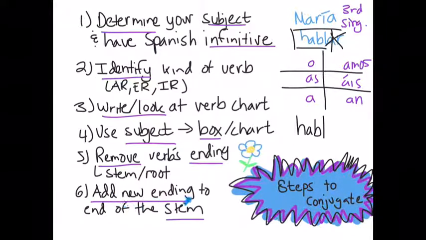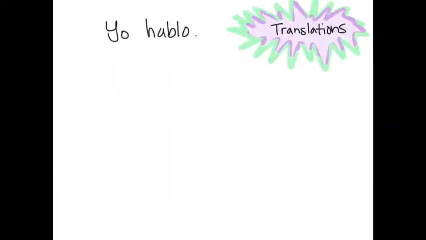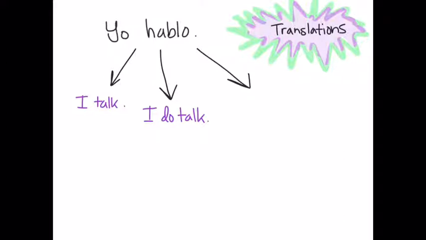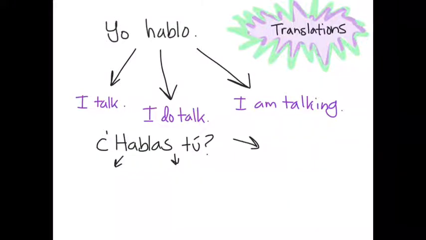Then we would add the new ending to the end of the stem. In this case, we already agreed that for Maria, we need a. So therefore, we would take it and make habla. Now we have Maria habla. Something to keep in mind when you're translating from Spanish to English is that yo hablo, for instance, has 3 different translations. It could mean I talk, it could mean I do talk, or it could mean I am talking, all in the present tense.